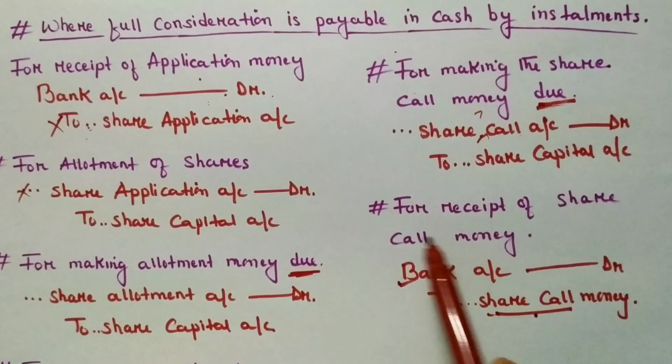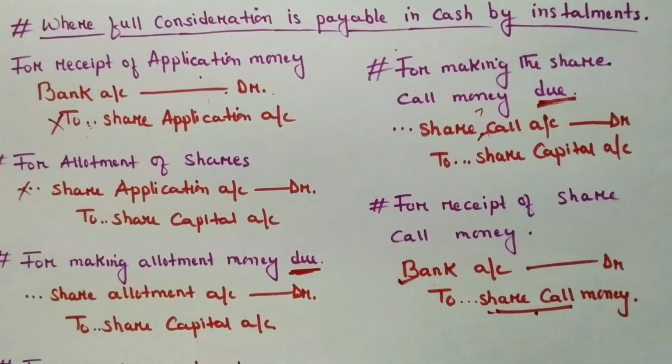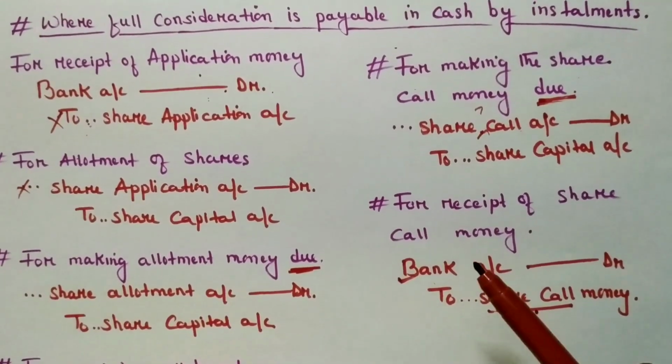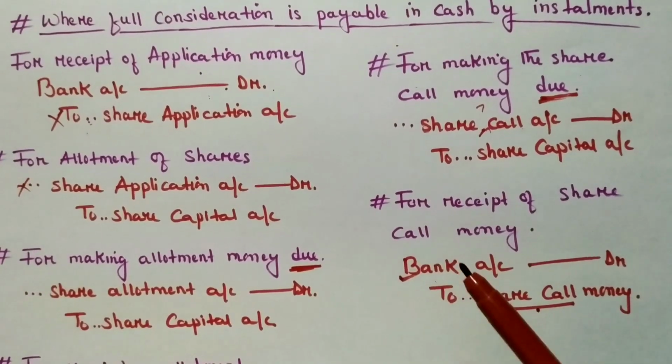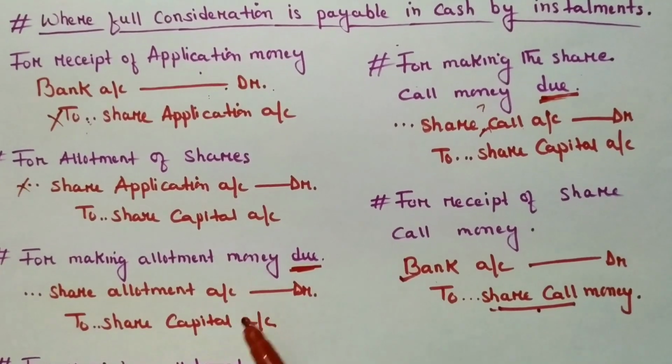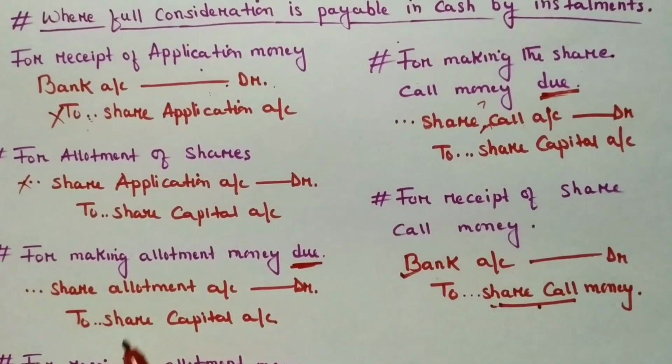So what we get from this is that when amount is received, then bank is debited, and when it is transferred to the share capital account, then we will give the reverse entry.